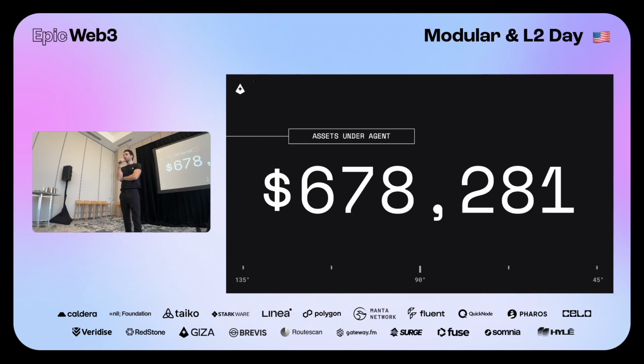The second number is we launched Arma on Base 2 weeks ago. And in 2 weeks, it went from 0 to close to $700,000 in management of capital. This is $700,000 in stablecoins of user capital that Arma is constantly moving from one protocol on Base to another protocol on Base to another protocol on Base, and it's constantly generating volume for Base and the protocols inside.